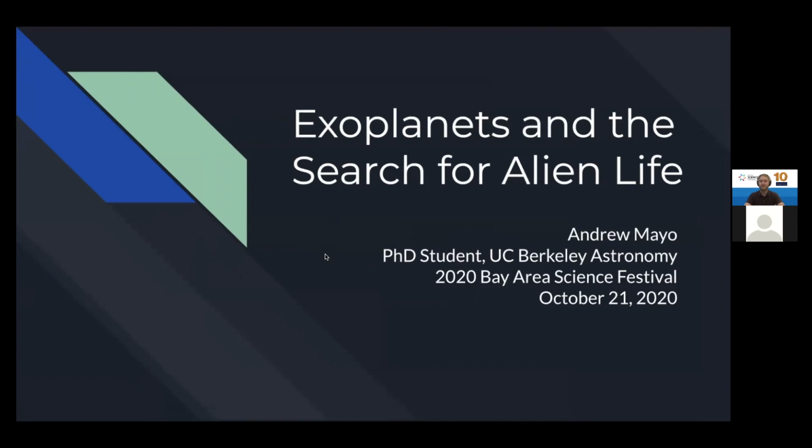My name is Andrew Mayo. I am a third-year PhD student at UC Berkeley studying astronomy, and I work on exoplanets, or planets outside of our solar system. In other words, all planets in the universe, except for 8 of them, the ones in our system, are all exoplanets. I work on detecting and characterizing them, and today I'm going to be talking about exoplanets and the search for alien life.